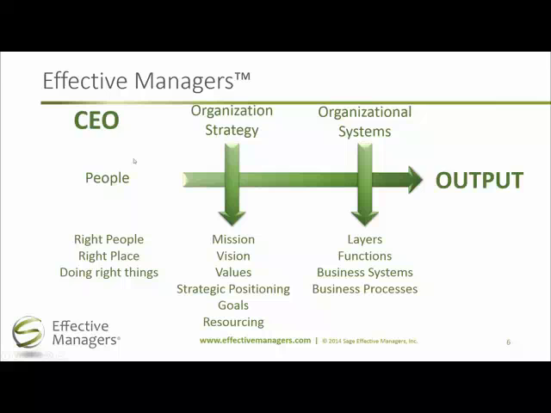And the only individual in the organization that has oversight of all 3 of these subsystems is the CEO, because it's the CEO that is accountable for executing the strategy. It's the CEO that's accountable for those systems. And at the end of the day, it's the CEO that is accountable for the people in the organization as well.